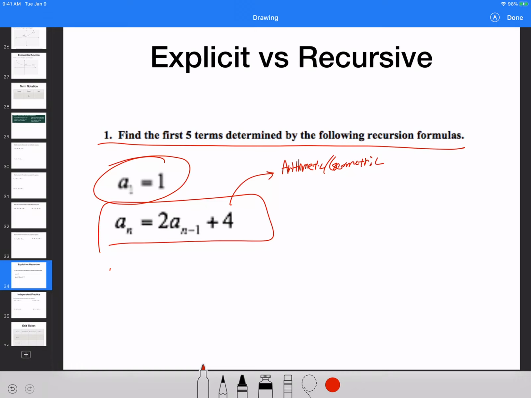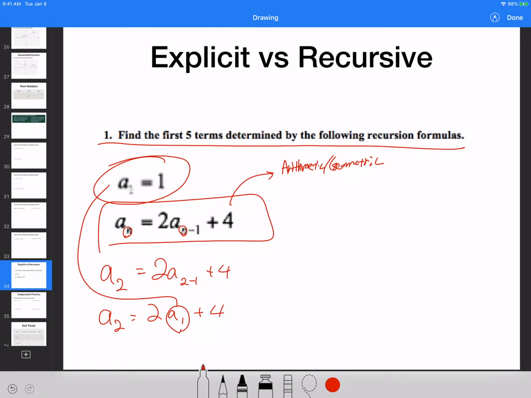So for example, let's say I wanted to find out a sub 2. That means it's 2 times a sub 2 minus 1 plus 4, because the n value is 2 and I can just simply plug it in. A sub 2 then is 2 times a sub 1 plus 4, and notice how that would mean my previous term. So a sub 2 is 2 times 1 plus 4, which gives me a 6. So my first term in the sequence is 1. My second term in the sequence is 6.